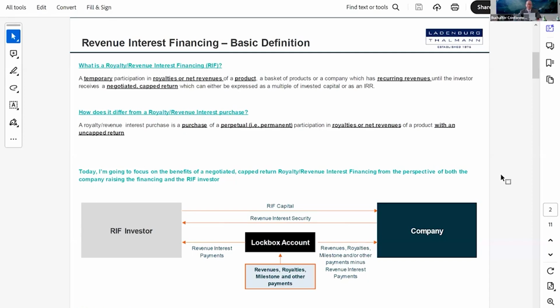So I'm going to talk today about what is a royalty or revenue interest financing, and I'm going to contrast it with buying a perpetual royalty or a perpetual revenue interest, which is not what we're going to be talking about today. You can buy a perpetual royalty, provide X dollars and get 3% of sales, or a royalty that already exists. But what we're going to be talking about today is a capped form of financing.